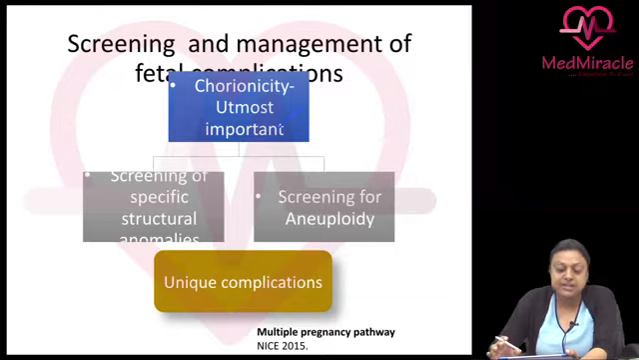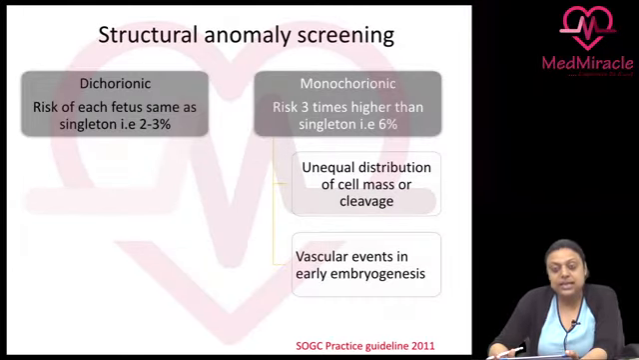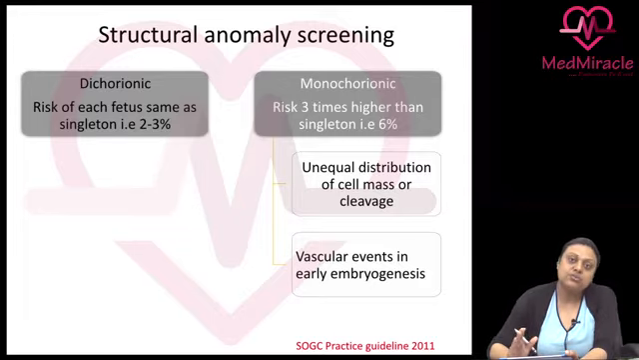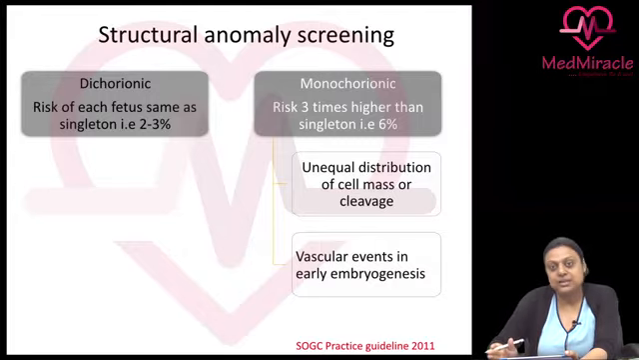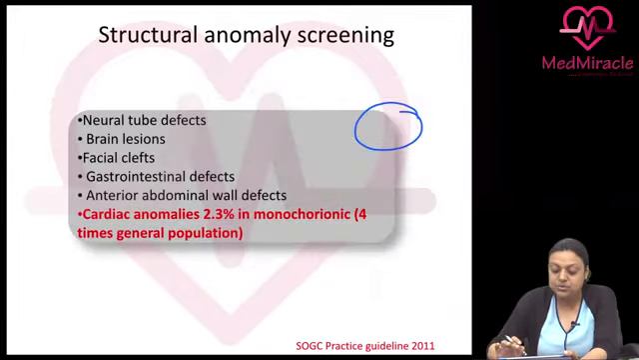Now, for screening and management of fetal complications, chorionicity is of utmost importance. Screening of specific structural anomalies is why establishment of NT is important. Screening for aneuploidies on an ultrasound is important, and there are certain unique complications associated with the chorionicity of the twin pregnancy. In dichorionic pregnancy, the risk of structural anomaly in each fetus is the same as that of a normal singleton pregnancy, which is 2 to 3%. But in monochorionic pregnancy, when they are sharing the placenta, the risk is as high as 3 times, that is 6%. This is because of the unequal distribution of the cell mass and vascular events in early embryogenesis.